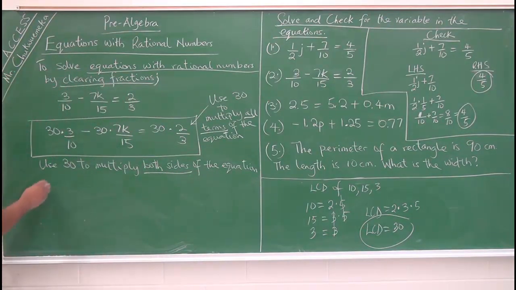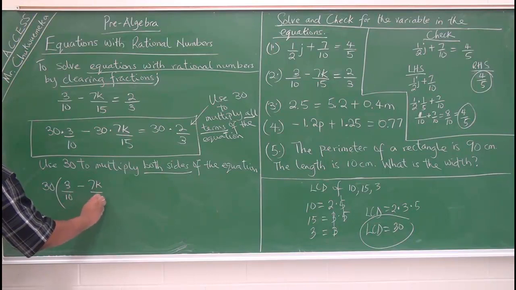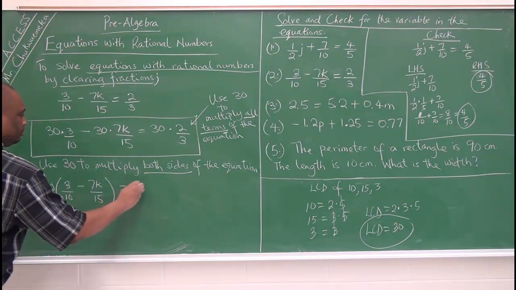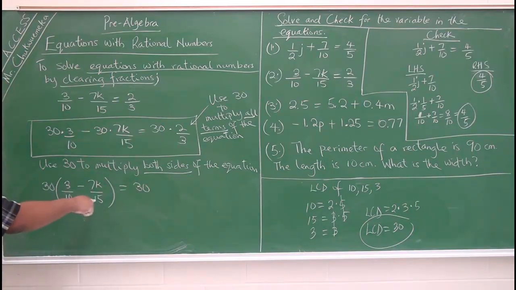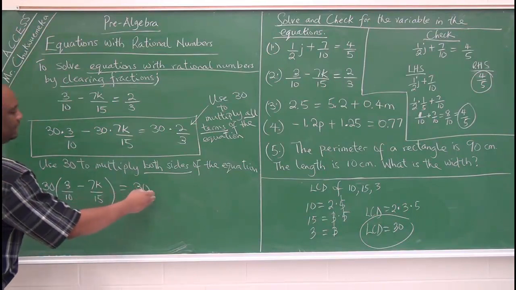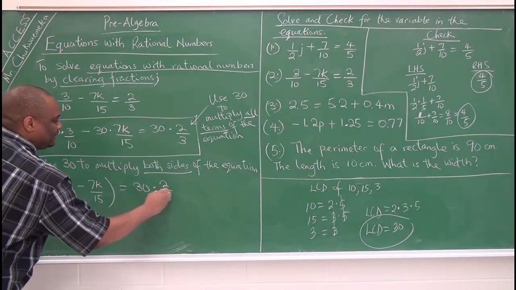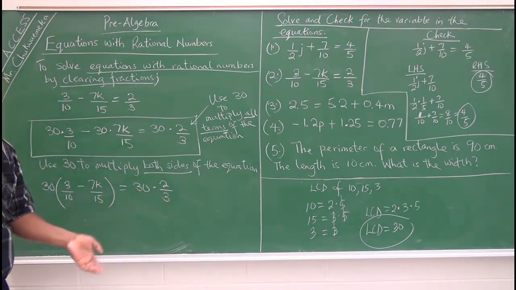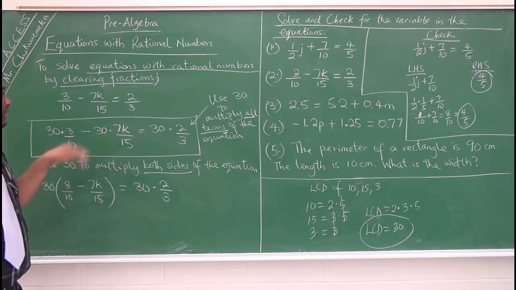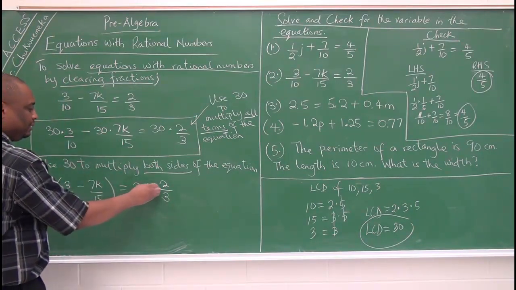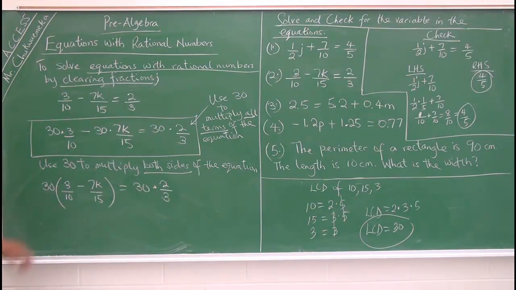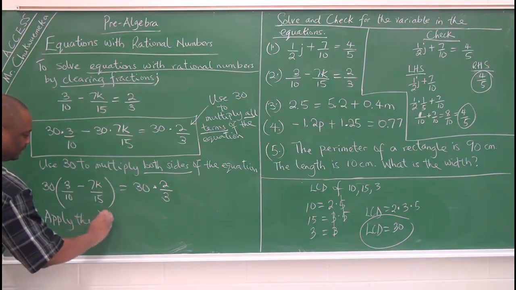Both sides means we use 30 times the left hand side, 3 over 10 minus 7k over 15, equal to, this is using 30 to multiply the left hand side, and then this one is using 30 to multiply the right hand side. It still means the same, it still will give you the same answer. Now when you do this, you can apply the distributive property on the left hand side.